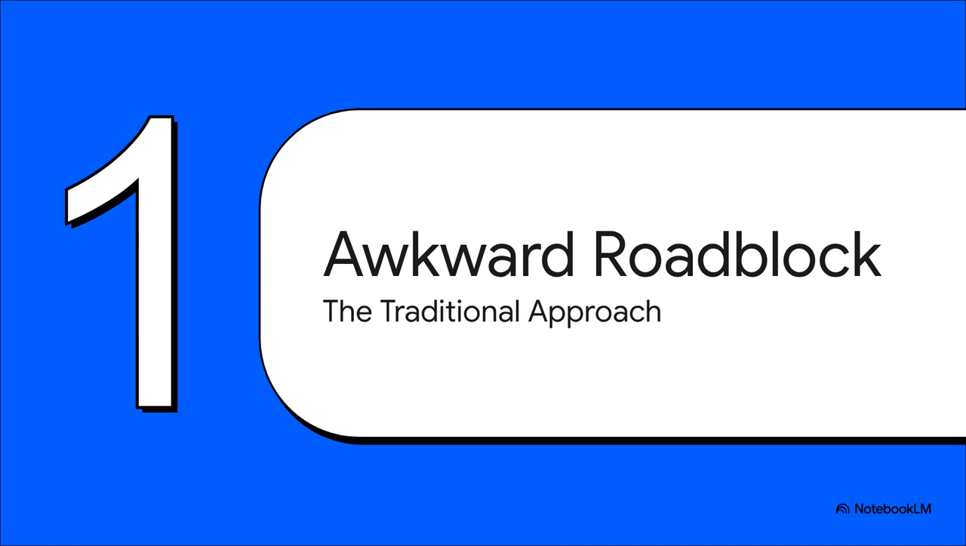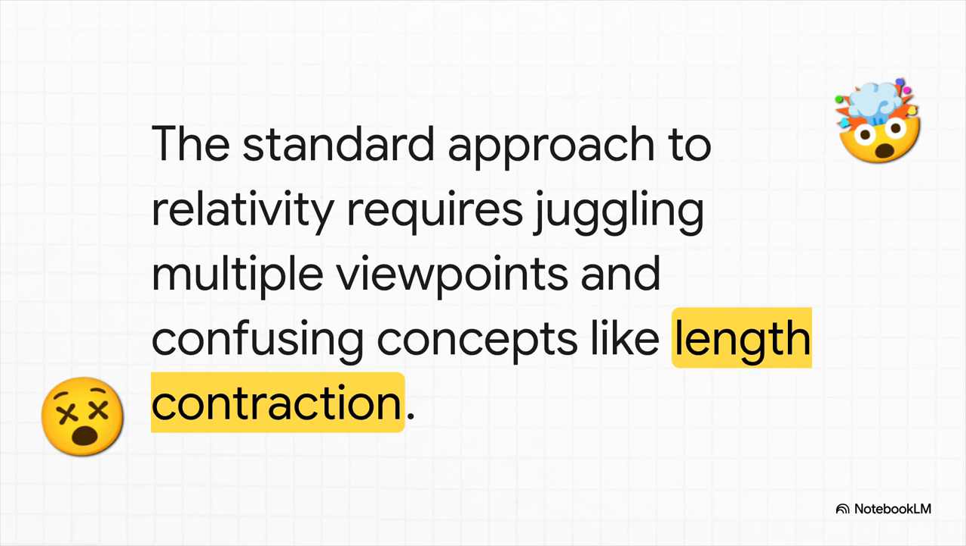So why does learning relativity usually feel like running full speed into a brick wall? Honestly, it's the way it's taught. The traditional approach can be super confusing and, frankly, just doesn't feel right. You see, the standard way forces you to constantly jump between different points of view. One minute you're here, the next you're over there. And you get tangled up in these bizarre-sounding ideas like length contraction, where things supposedly shrink when they move fast. It's a mess, and it makes something beautiful feel really, really awkward.